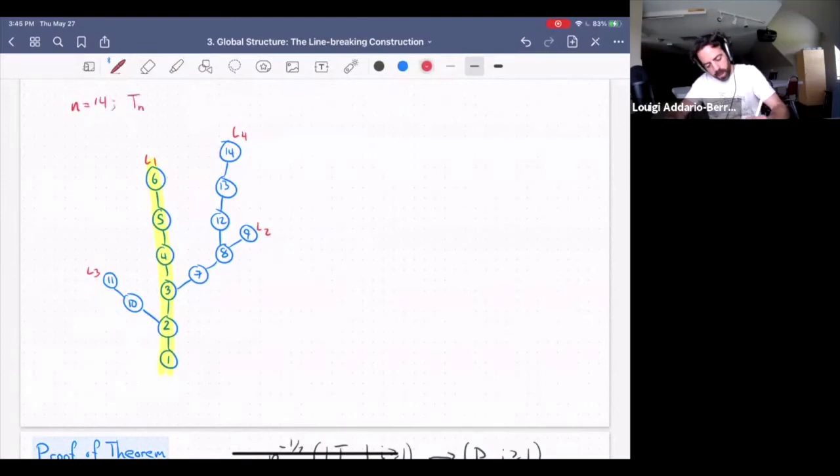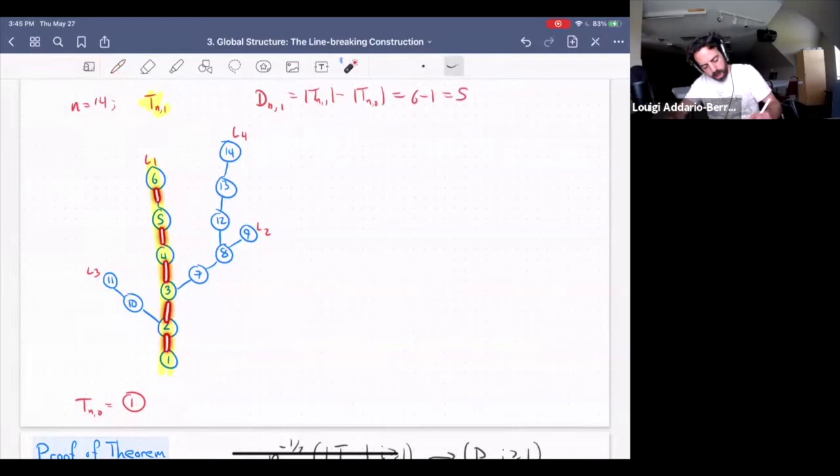And so the tree I've just highlighted is Tn1, right? It's this first branch. And Tn0 would just be the root. So then what's dn1? dn1 is the size of Tn1 minus the size of Tn0. So that's 6 minus 1 is 5, and that is indeed the number of edges on this path. It's the length of the path, right?